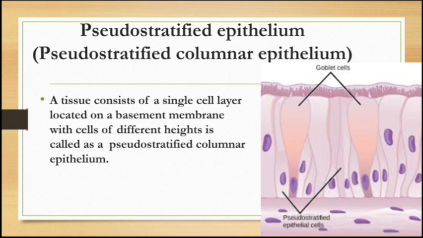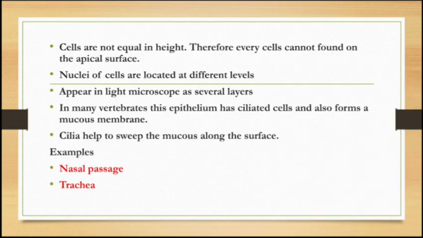Ciliated pseudostratified columnar epithelium also contains goblet cells, and they make mucus. When we inhale gas, there are some foreign matters, dust-like particles. Using cilia, the foreign particles are sloughed out from the body.